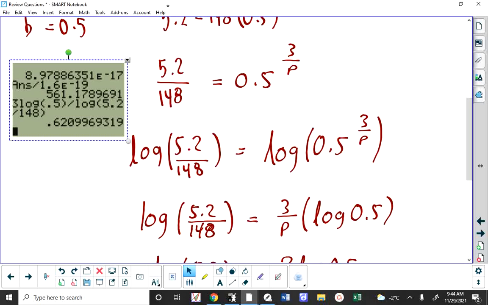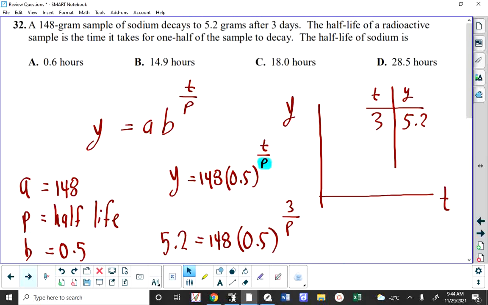Now, we could have put 72 in for t. You could have taken that 3 days and converted it to hours first. Anyway, we multiply that by 24. I'm guessing it's going to be about 14.9 hours. Okay. Does that do it for you? That's good?